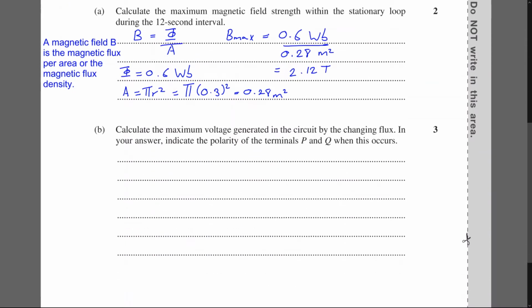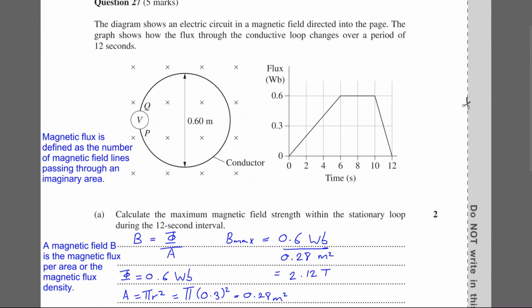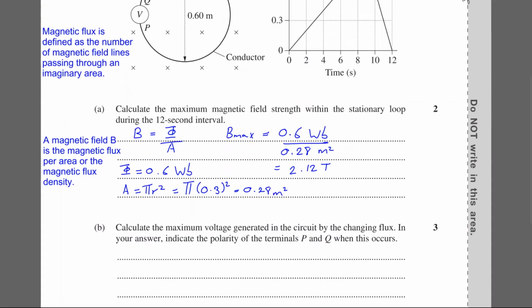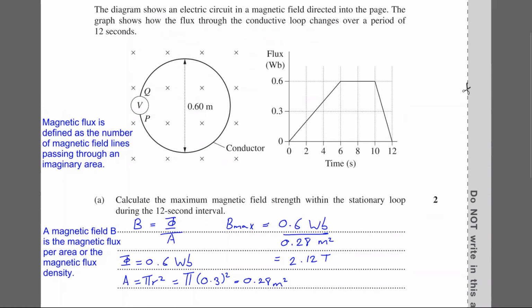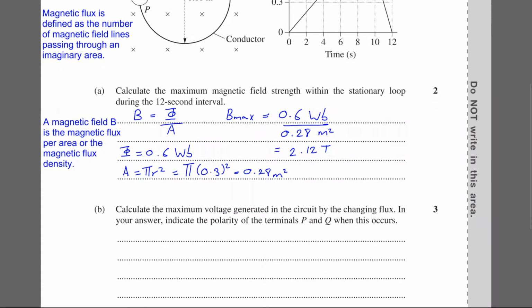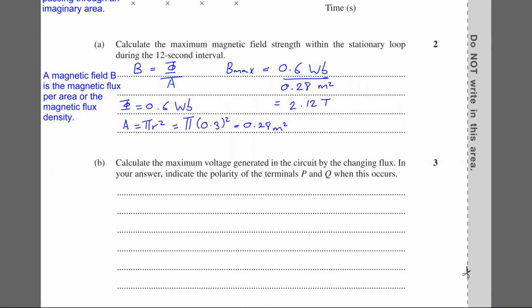Cool. Question B asks, calculate the maximum voltage generated in the circuit by the change in flux. In your answer, indicate the polarity of the terminals P and Q when this occurs. So, we have a voltage that's generated within that circuit when we have change in flux. Whenever the amount of flux changes through a coil, that generates an electromotive force known as EMF.